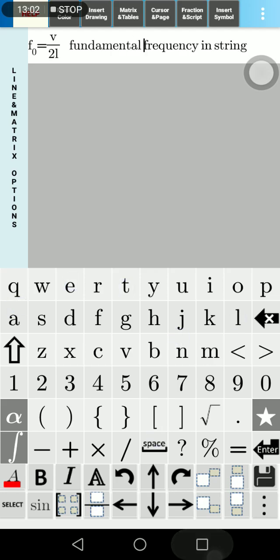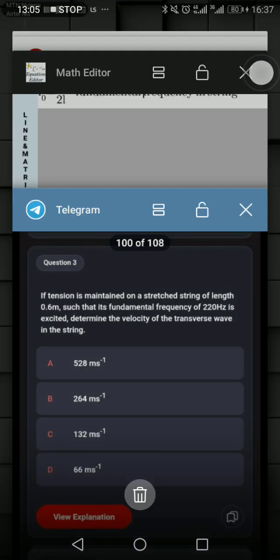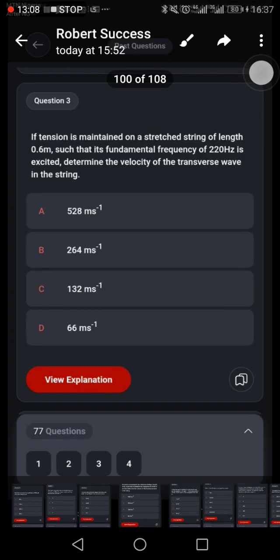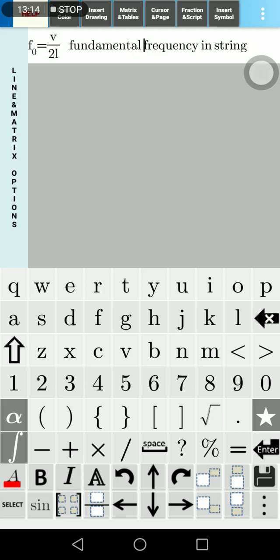What did the question ask us to get? Always be clear what the question wants from you. The question asks us to determine velocity. And what did they give us? They gave us frequency and they gave us length. So we're just going to use this formula. So it's not even complicated itself. Why was I even confused?